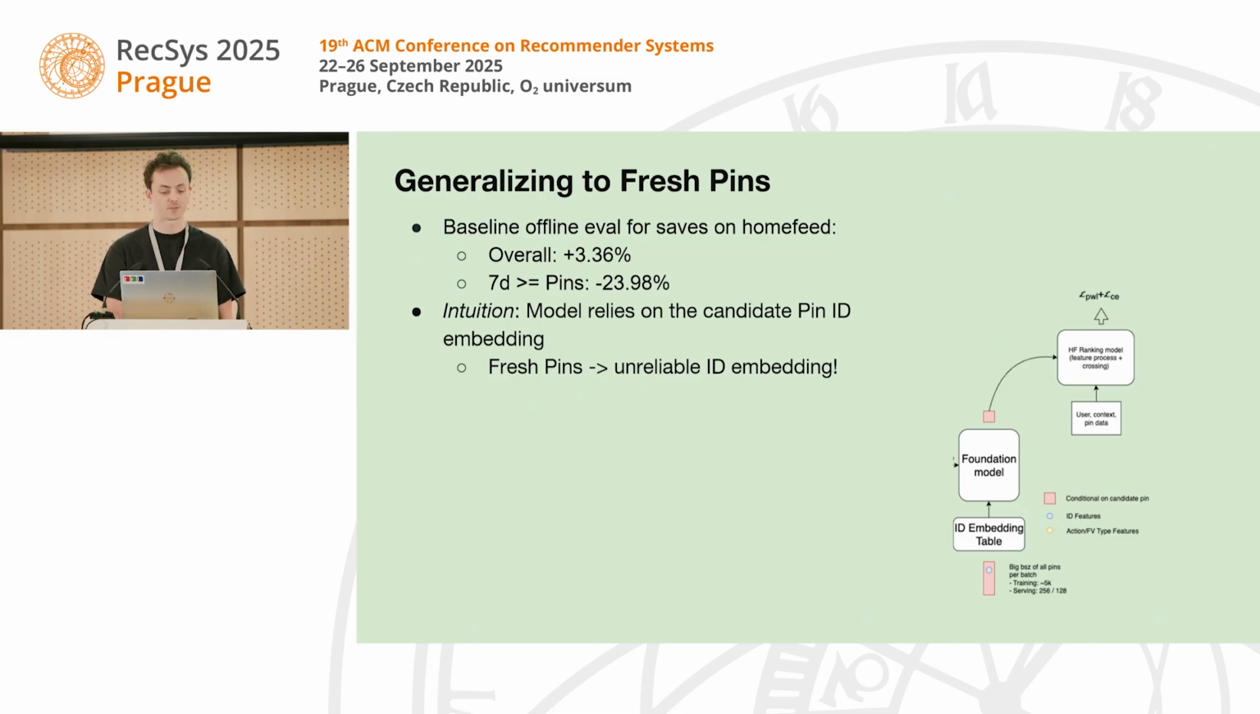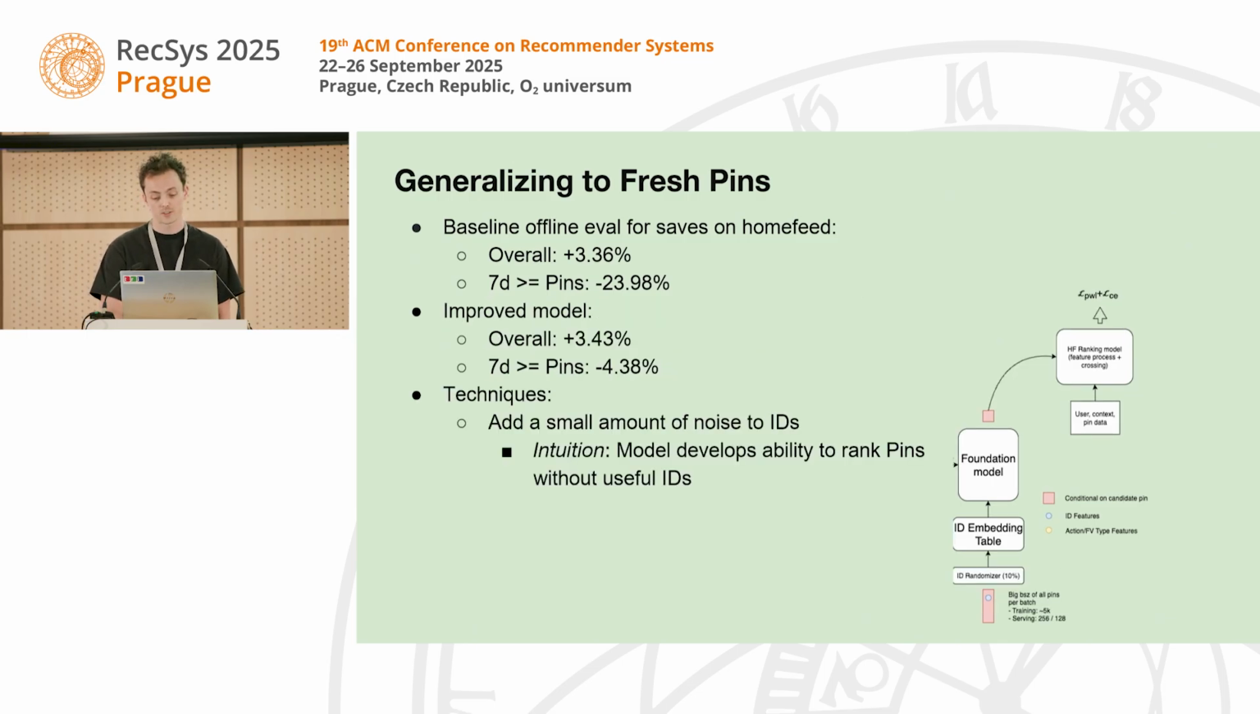The intuition here is that fresh pins have unreliable ID embeddings, and so as we're teaching our home feed ranking model to increasingly rely on them, it's going to get far worse at predicting those engagements. But we found a few tricks to be very helpful. First, we wanted to give the model the ability to rank pins that don't really have useful IDs, and we achieved this by adding a small amount of noise to the IDs.